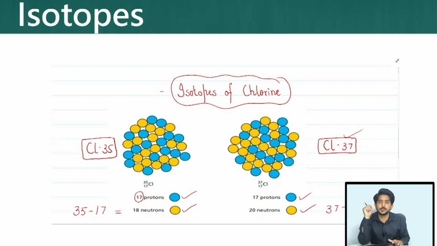So how many electrons are present in both atoms of chlorine? This is what you have to mention in the comment box. All right? How many electrons does chlorine have?